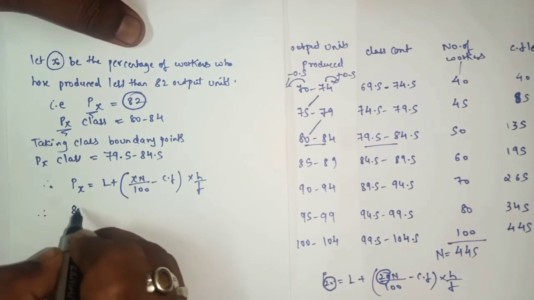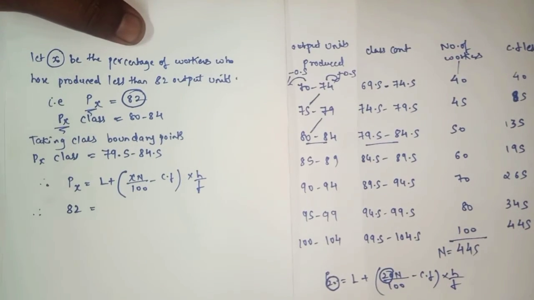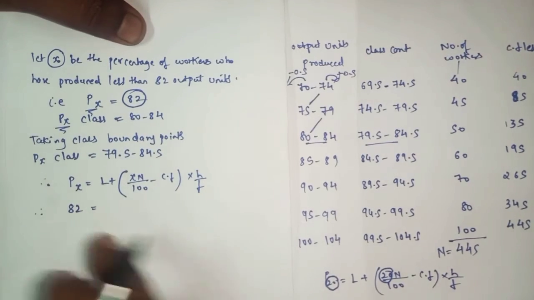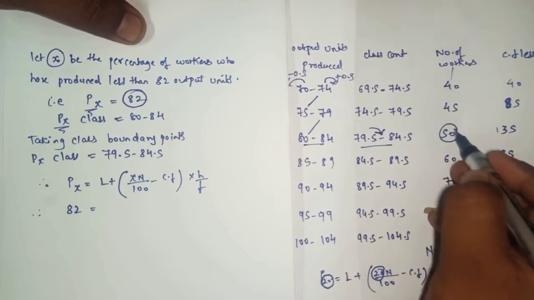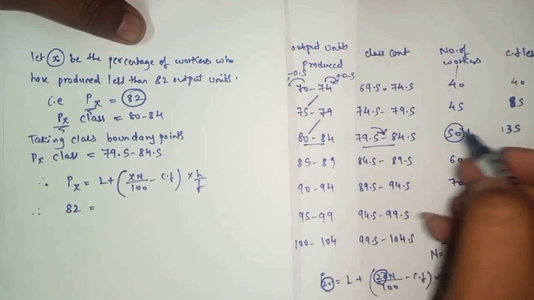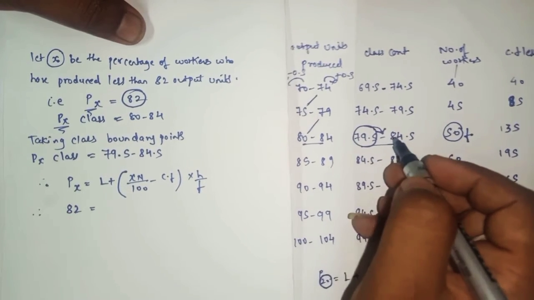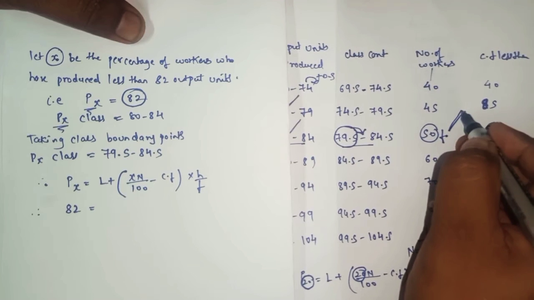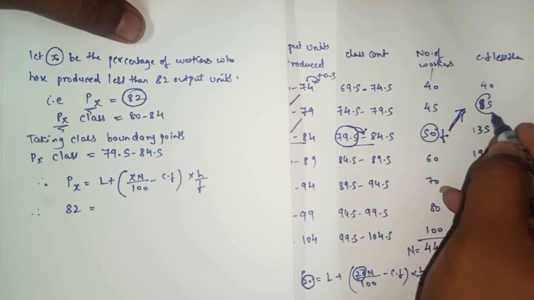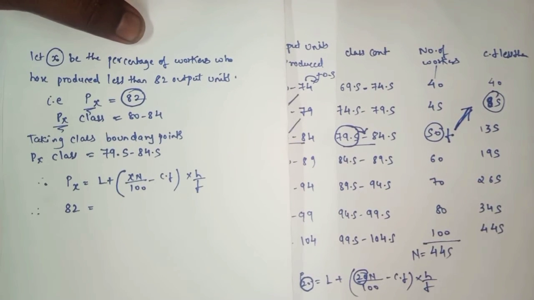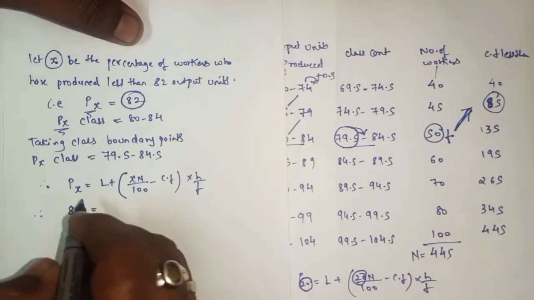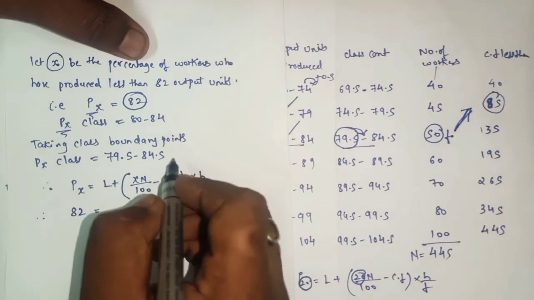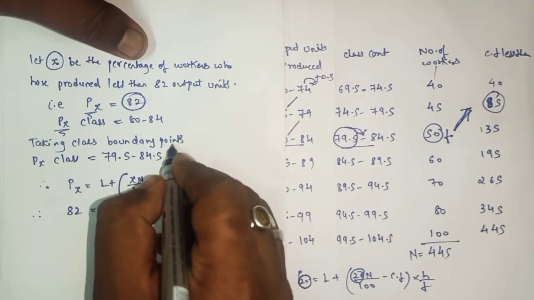But here we know the value of P of X. P of X is 82. As we know, 82 lies between these two classes, yes or no? So this will be your frequency, this will be your lower limit, in the cross you will get CF, and at the bottom you have 445. Understood? With the help of this, you will get all the values. So here I will write the values.